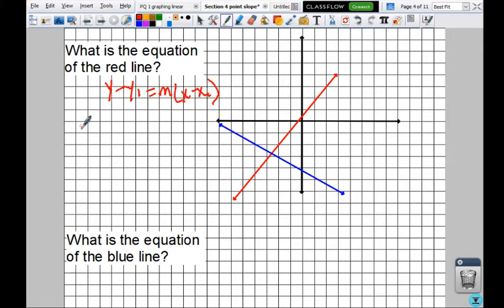So, just like we talked about before, I need my m, and I need an x1 and a y1. So let's start with m. I'm going to find my slope, which means I need to find points. I got this one right here, that's a point, and then this one right here. I'm going to use these two points. So if I'm going to find my slope, I'm going up 1, 2, 3, 4, 5, and then right 1, 2, 3, 4. My m is 5 over 4.